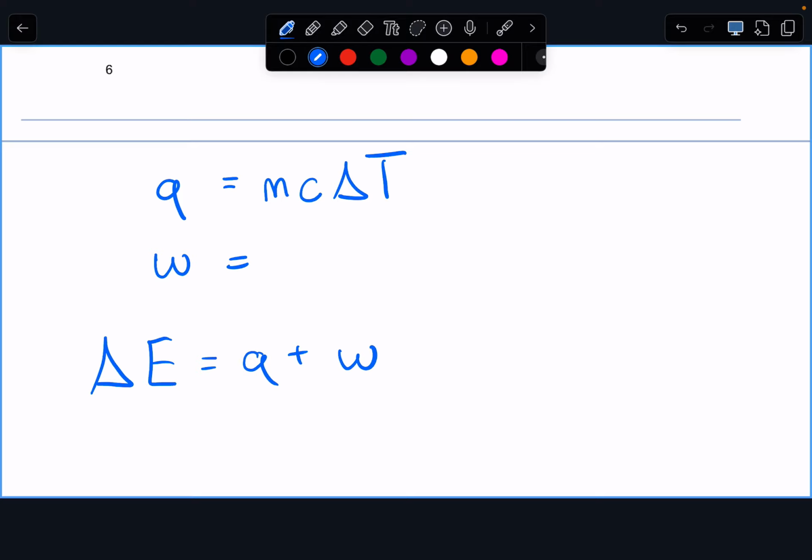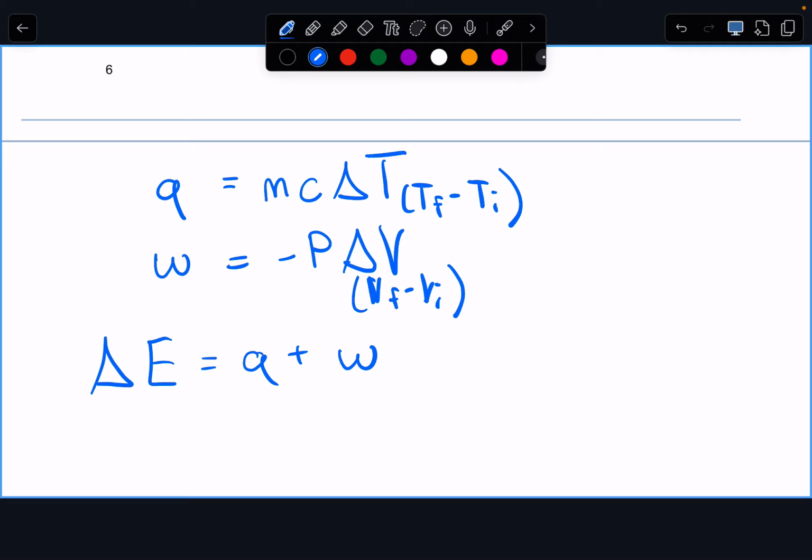Work is negative P change in volume, so just adding that negative sign on, not negative pressure, but negative times the pressure times the change in volume, where volume is V final minus V initial. Same thing for delta T, T final minus T initial. Okay, so those are two different types of calculations you might see. You could see one of these where it's adding together those two quantities. And then we could have some conceptual questions that stem from that.